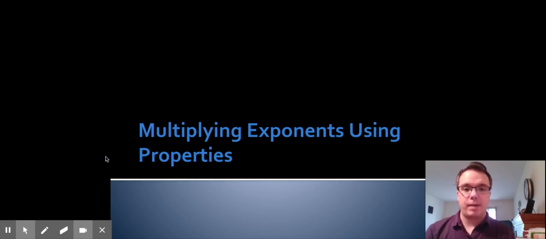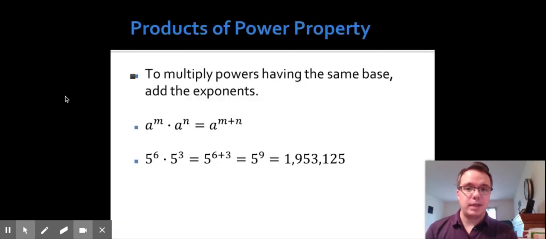There are three properties of multiplying exponents. In total, there will be 7 properties for exponents. Today, we are going to learn the first 3. And our first property is the product of a power property.